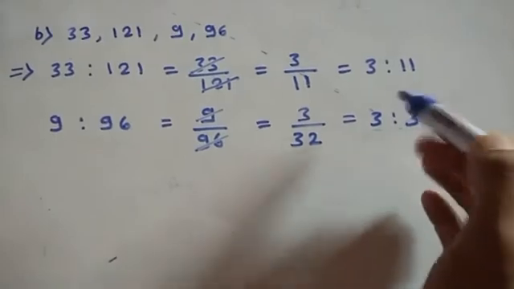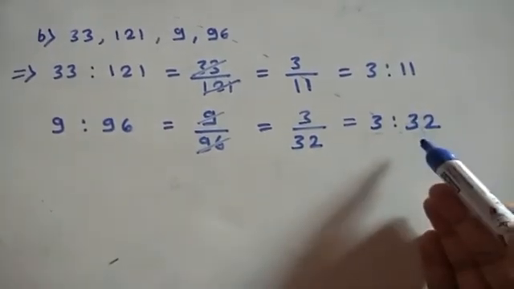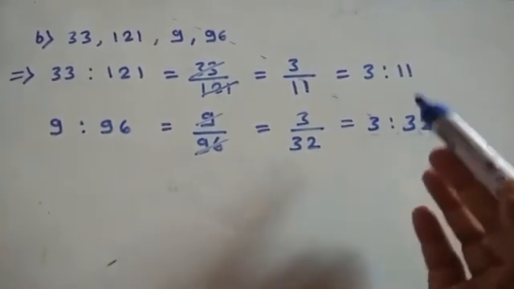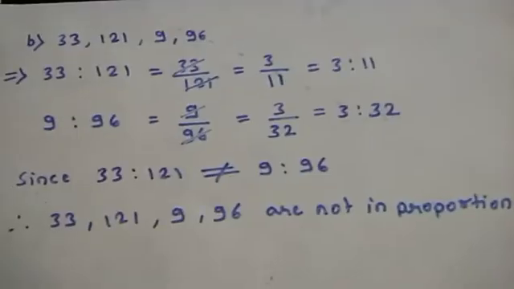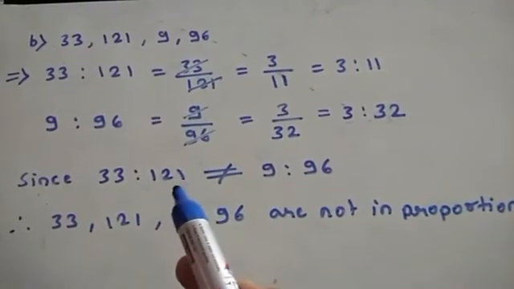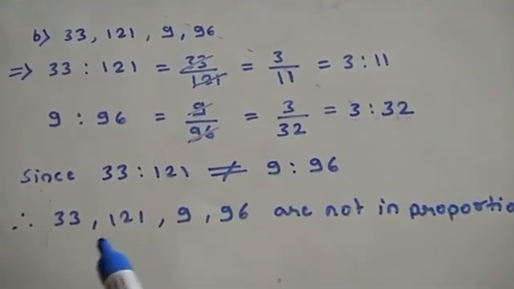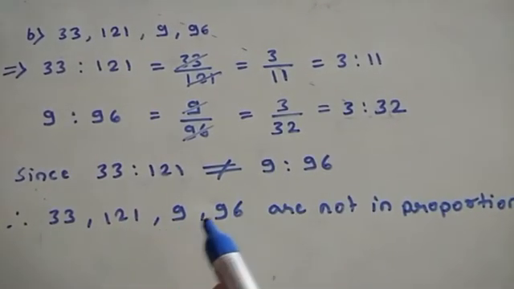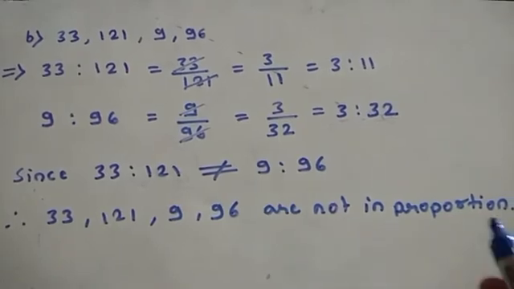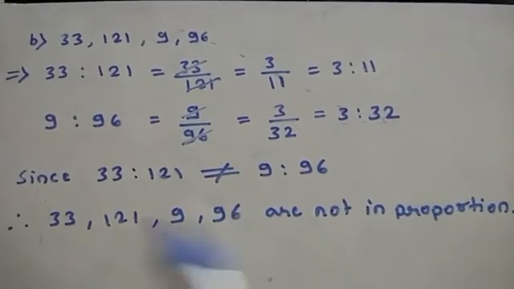Now here we can see both the ratios are different. Yes or no? Therefore they are not in proportion. Since 33:121 is not equal to 9:96, therefore 33, 121, 9, 96 are not in proportion.